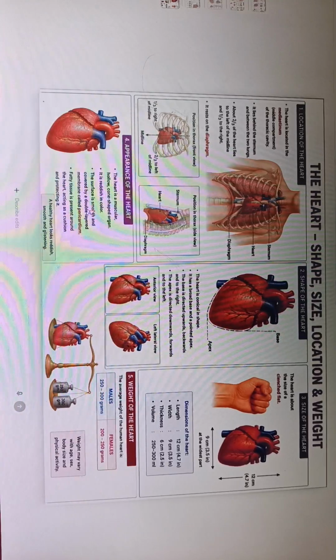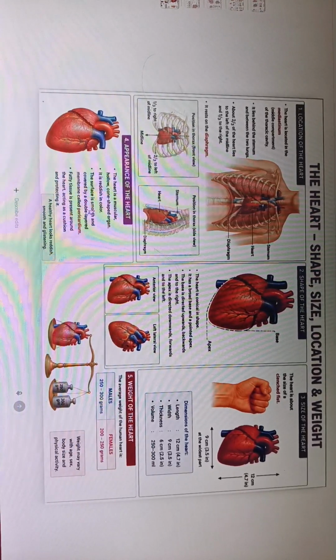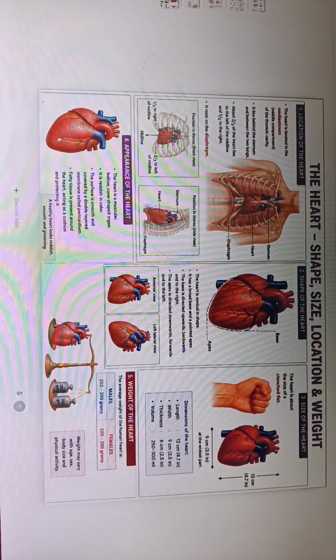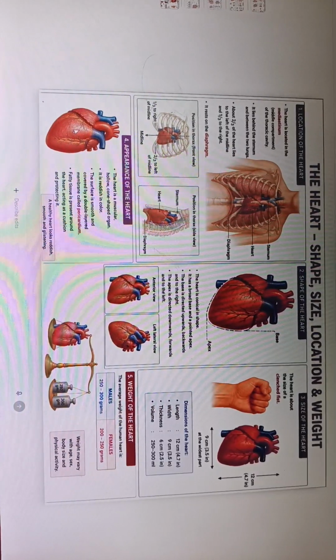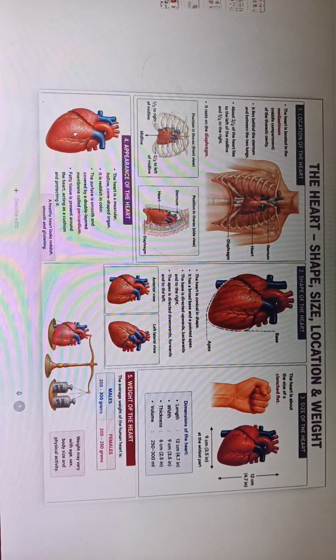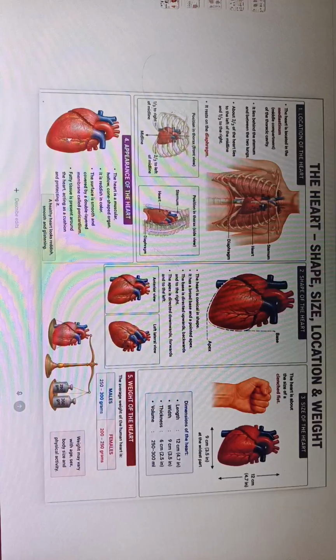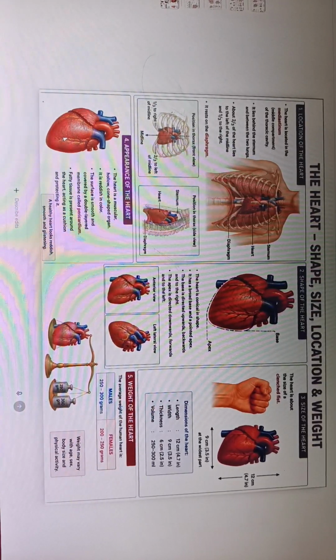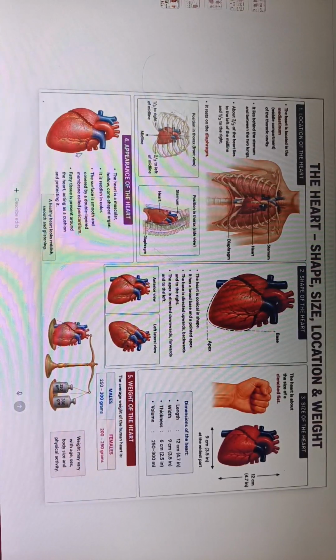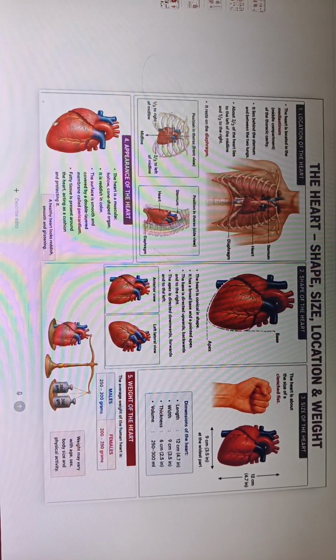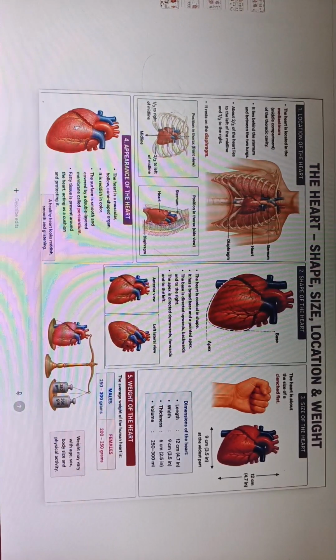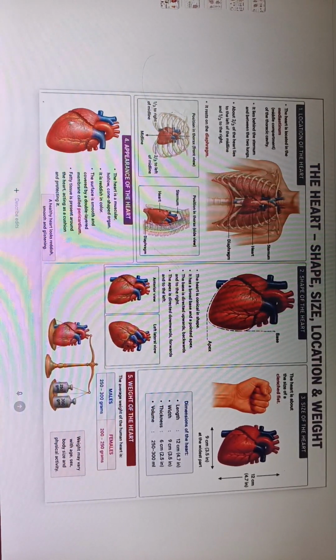Now we will see the appearance of the heart. The heart is a muscular, hollow, cone-shaped organ. Inside, some gap or space is there. That's why it is called hollow. The surface is smooth and covered by a double-layered membrane called the pericardium. So the heart is completely enclosed within a sac-like double-layered membrane called the pericardium. The heart is also covered by fatty tissue. Around the heart, fatty tissue is present. It acts as a cushion, protecting the heart from outside pressure and injuries.